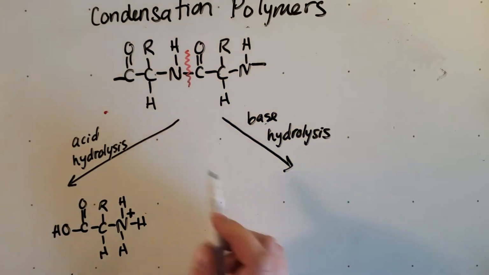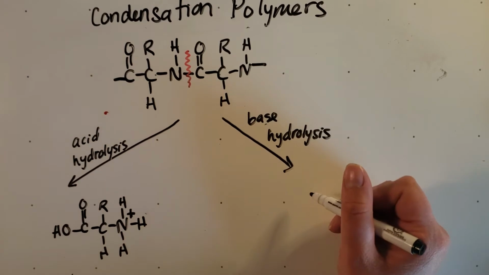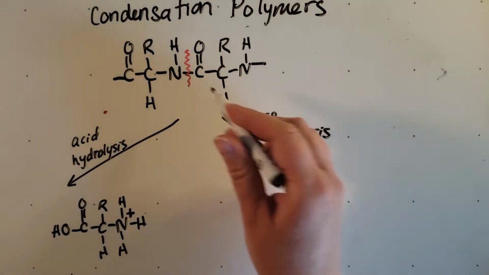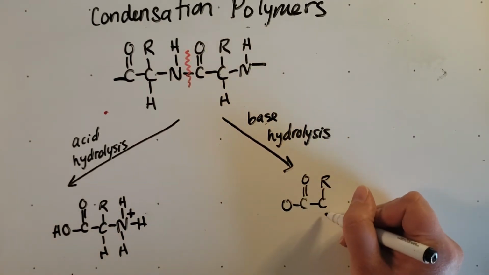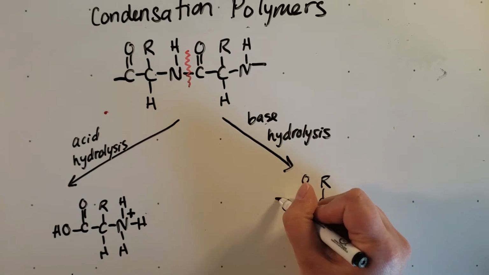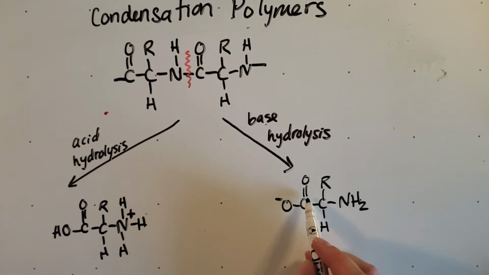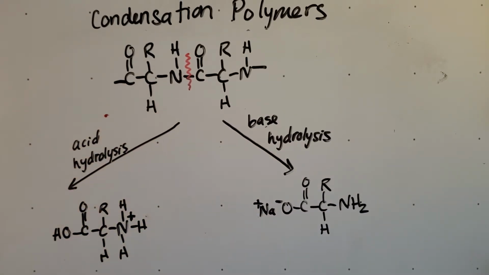Okay, now basic conditions, so base hydrolysis, we're still breaking up the polymer at the amide link. Okay, we're going back to the original, so there we go. And now, because these are basic conditions, we get your amine, but the carboxylic acid, the C double bond to O, and then that alcohol group, we actually don't get the hydrogen bonding. You end up having something like that. Okay, you get your OH minus.